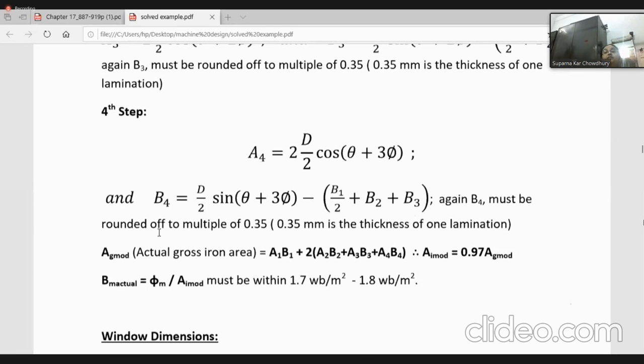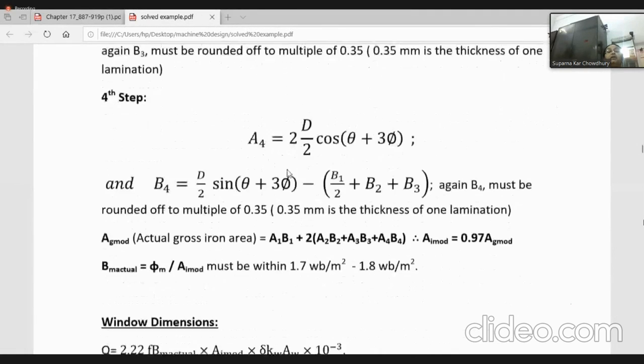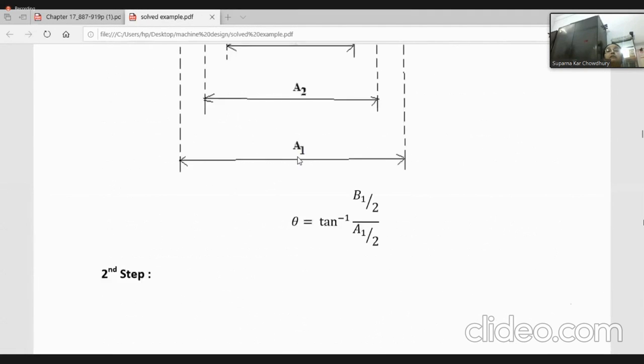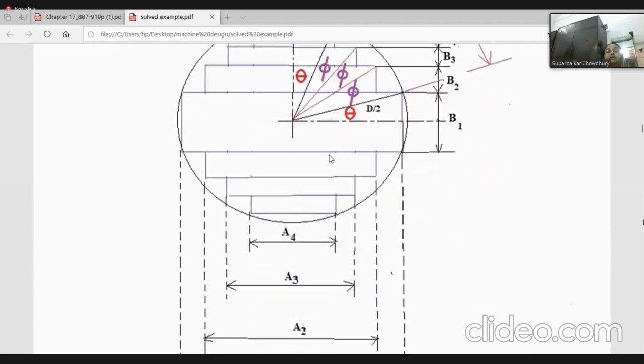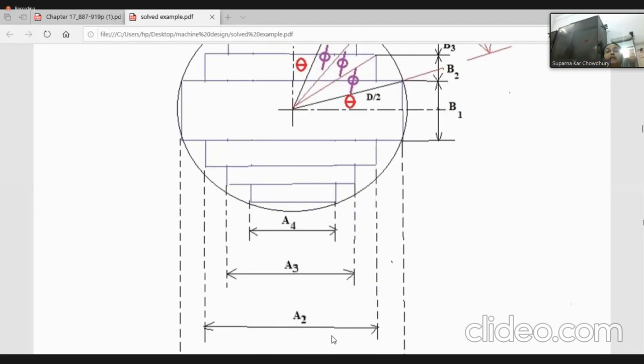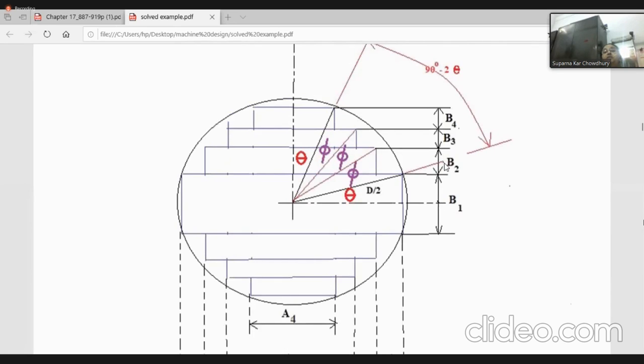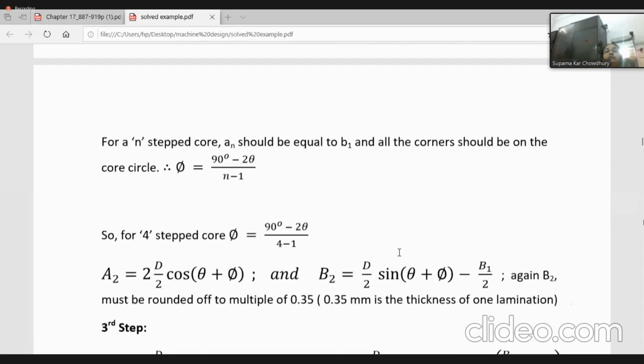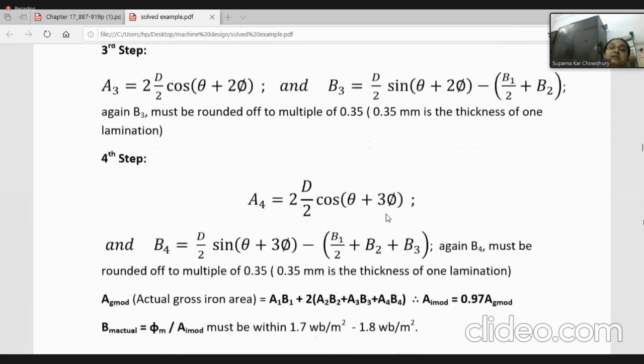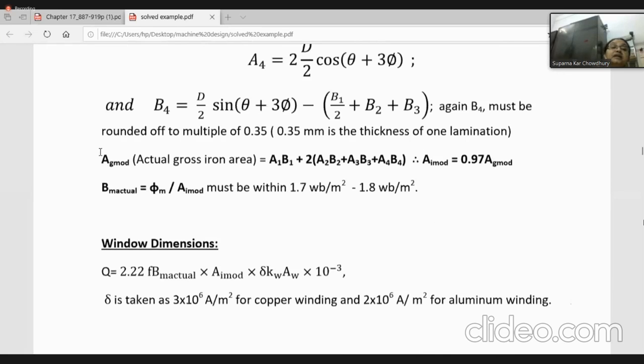So after we determine all the values, from here you can see that the values gradually decrease. That is, A1 is greater than A2, greater than A3, greater than A4. Similarly, here also B1 is greater than B2, greater than B3, greater than B4. If it comes that way, you can understand that the calculation is correct.